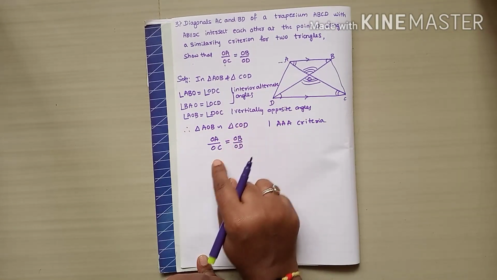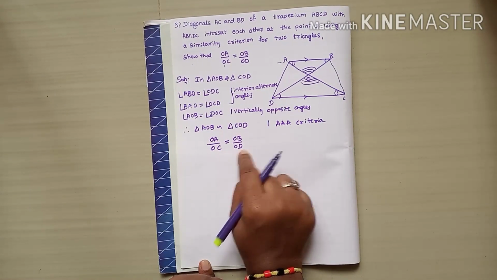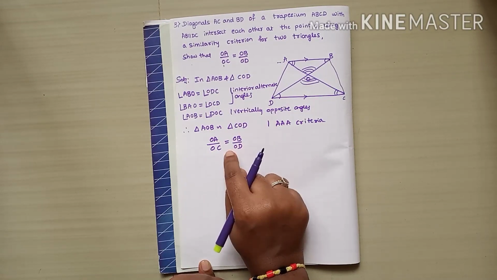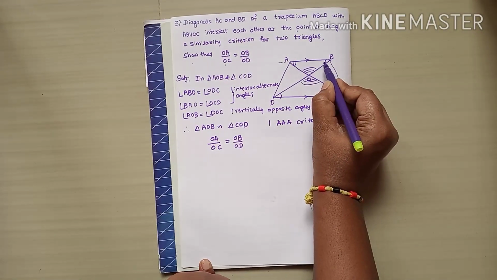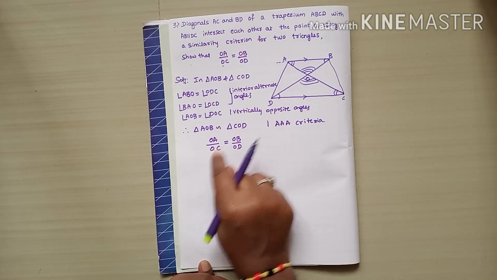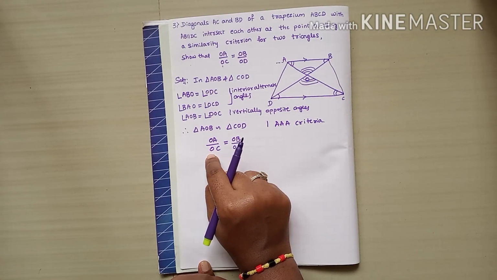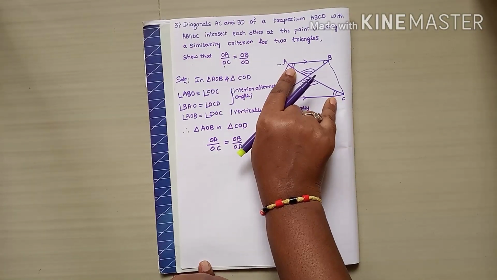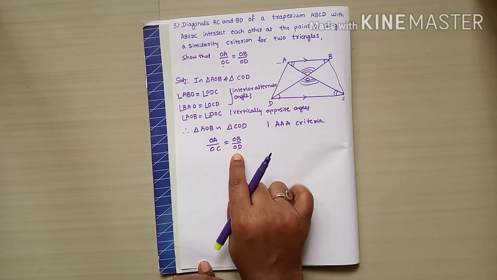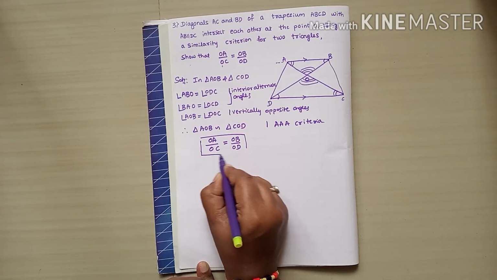In similar triangles, corresponding sides are in the same ratio. Hence we got the result. This is the result we want to write. This you should observe always: sides opposite to equal angles are equal. By that we have written here. This angle and this angle, opposite sides we considered and written. Angle A and angle C, opposite sides we considered and written. This is the result we want to prove. We proved here.